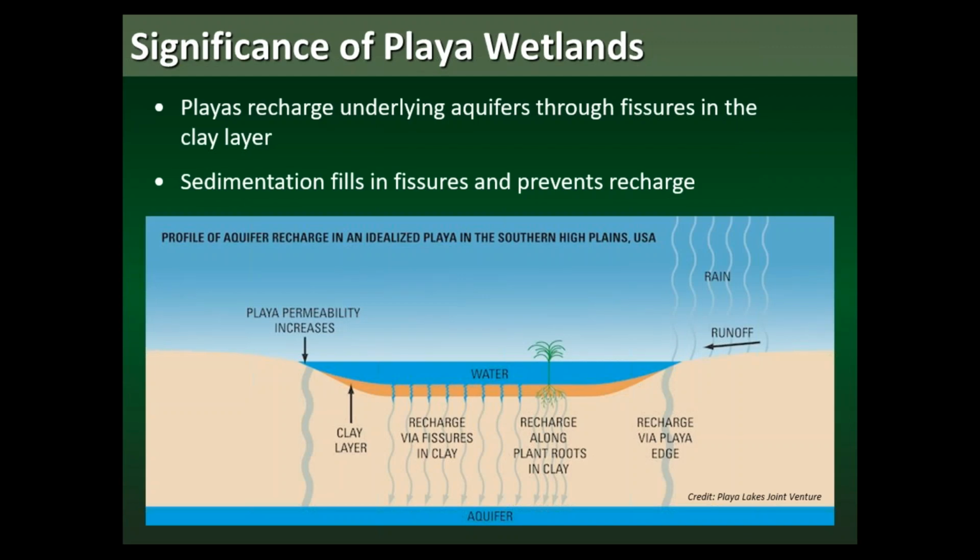In addition, playas play an essential role in recharging underlying aquifers, particularly when they are first wet in the season. The clay within playa soils can shrink and swell when it is dry and wet. In a dry phase, there are deep fissures within the clay. And when first wet, these fissures allow water to infiltrate down through to the lower aquifer. But as I mentioned before, sedimentation caused by changing land use practices and farming, both through and around playas, can fill the fissures and prevent this type of recharge.